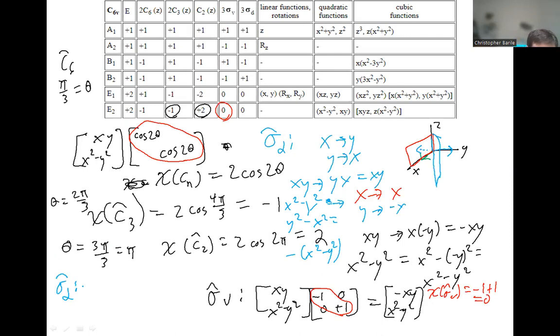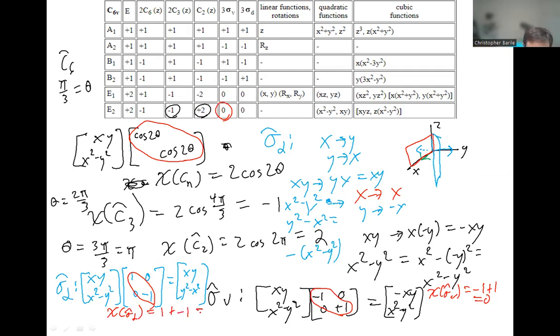So for sigma d, the matrix is very similar, but now +1, 0, 0, -1, and that gets us xy, and y squared minus x squared, or negative quantity of it. Same thing, we take the trace across the matrix, so chi of sigma d operation is equal to 1 plus -1, which equals 0. And look, we got a 0. So that proves that x squared minus y squared, now in totality, we've proven it, goes as E2.